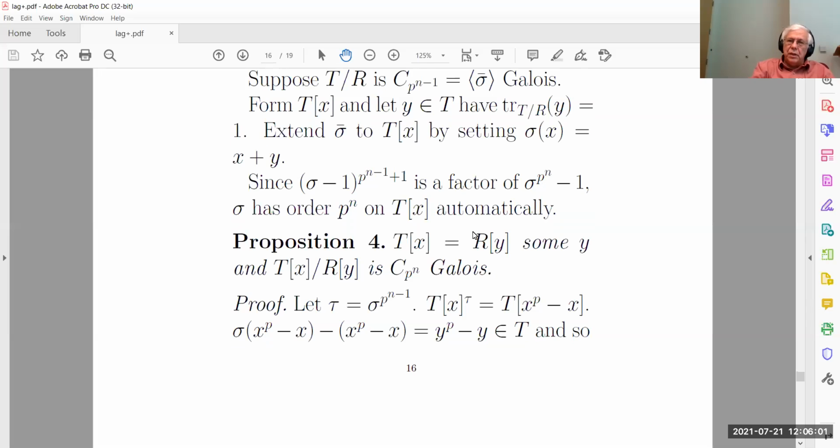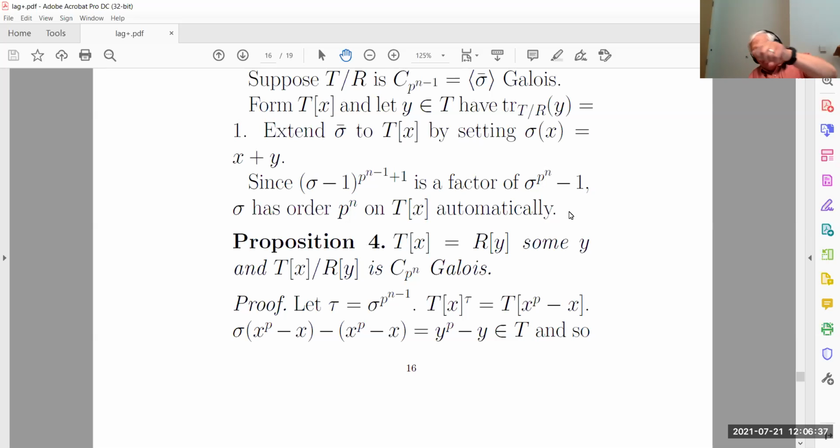And so now that's how I build my Galois extension. I form T(x). I choose an element y of T of trace 1, I extend sigma, which acts on T, to T(x) by setting sigma of x to x plus y. And then it has order p to the n on T(x) automatically. So I have T(x) over R is C_{p^n} Galois.